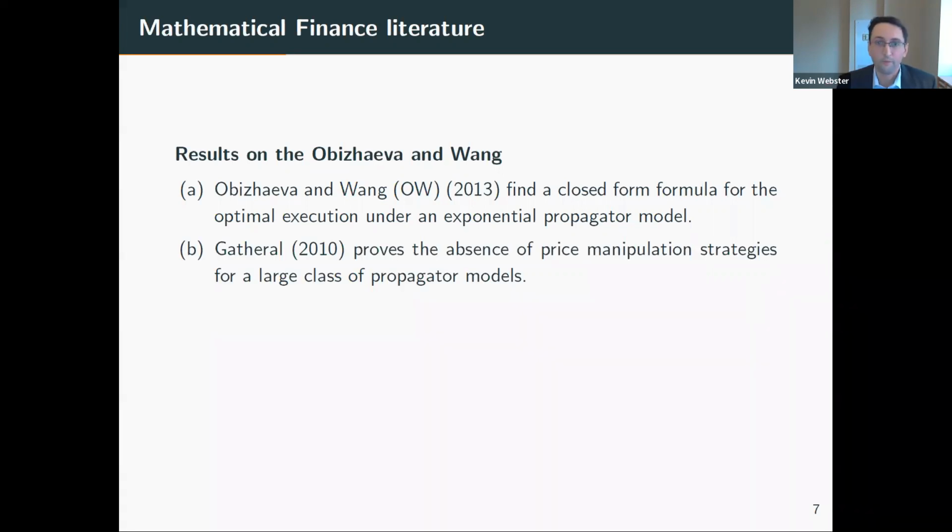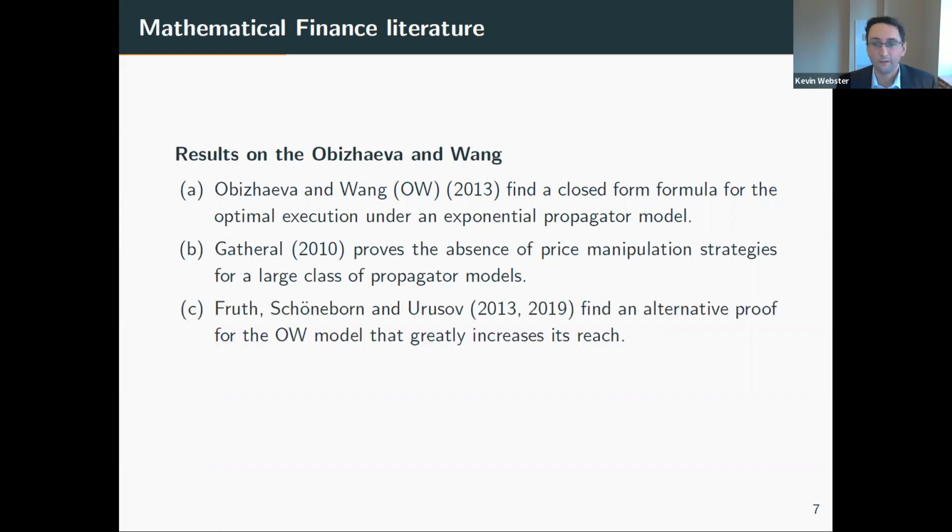After the original paper by Obizhaeva and Wang, which I'm going to give the shorthand OW, Jim Gatheral proved absence of price manipulation strategies for that model and many other models. Then a pair of papers I really like to highlight is by Fruth, Schöneborn, and Urusov, where they find an alternative proof for the OW model that greatly increases its applicability and allows the addition of lots of bells and whistles.